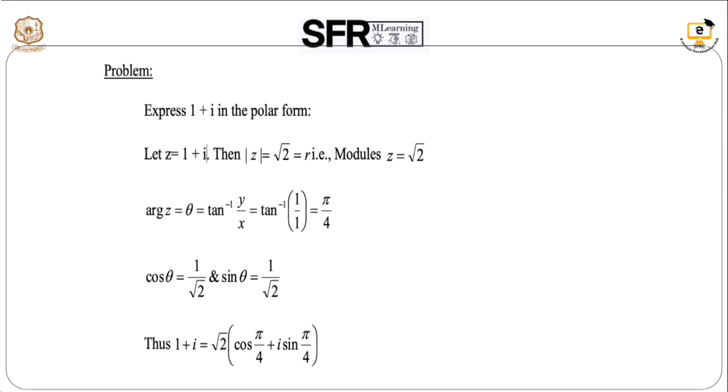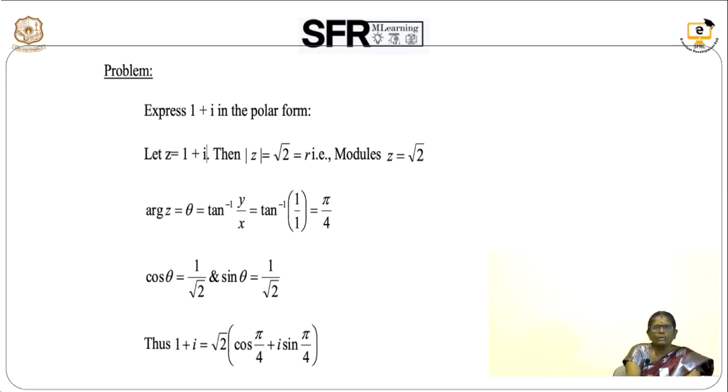Here you have a complex number 1 plus i. We can express it in the polar form. That means first we find r and next we find theta, and only then can we write cos theta and sin theta. Here the real part x equals 1 and the imaginary part y also equals 1. Therefore the length of the vector, modulus z, equals root of 1 plus 1, which is root 2, and theta equals the argument of the complex number, where tan theta equals y by x.